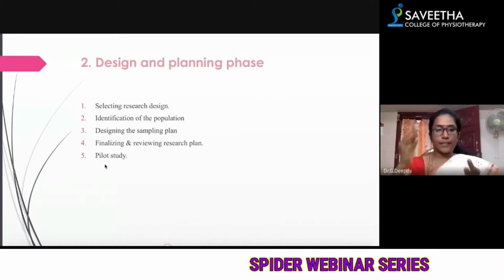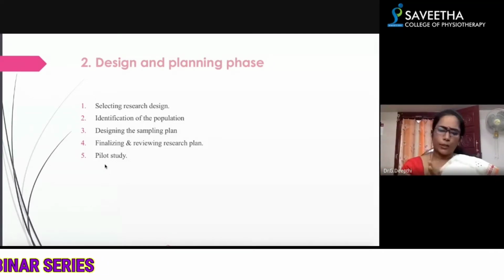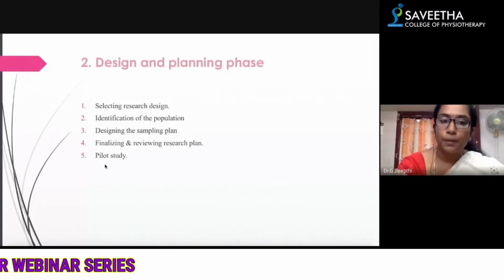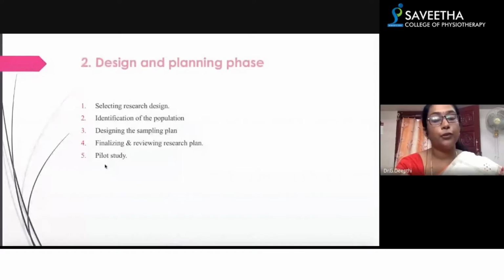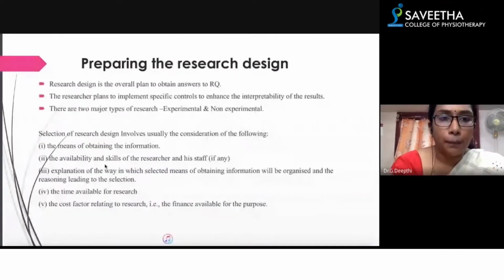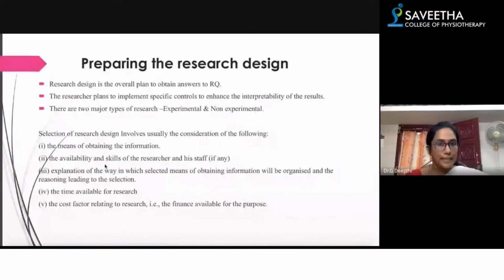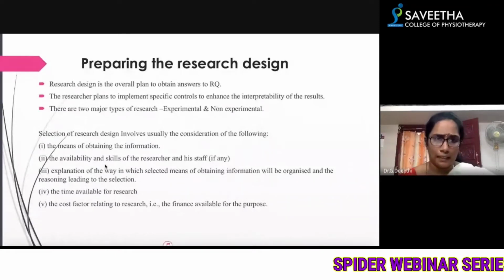Now in the design phase, again, you have five steps. You have to select the research design. You have to identify the population and design the sampling plan. Then finalize and review your research plan. Then you do a pilot study before you get into the larger sample. So when you prepare the research design, it's an overall plan to obtain an answer for your research question.